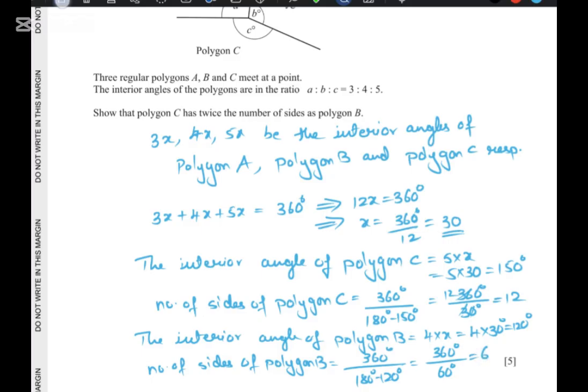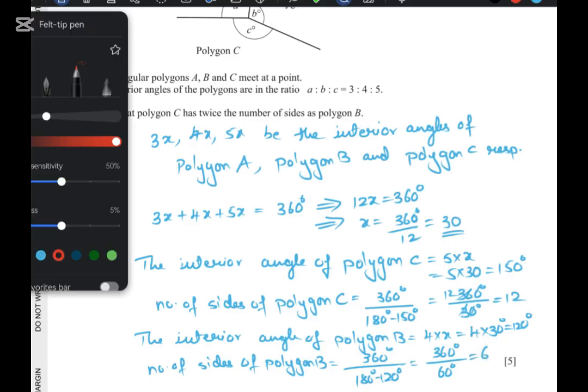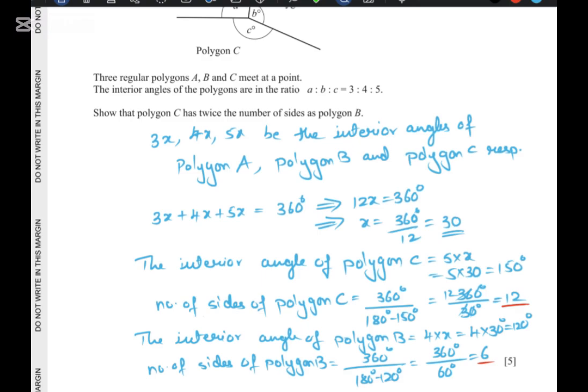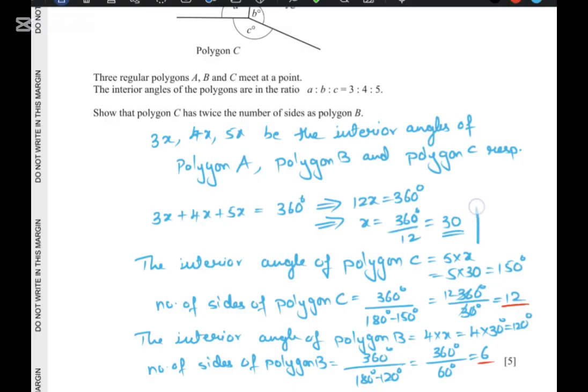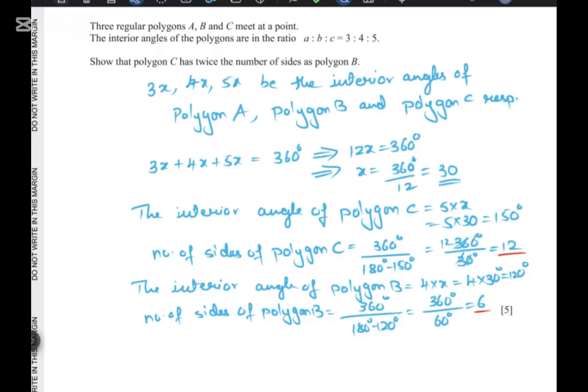So now when you see the number of sides here and compare them, the number of sides of polygon C is double the number of sides of polygon B. So you can write it. So 12 is 2 into 6.